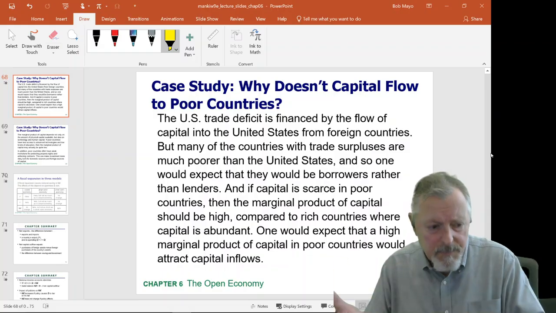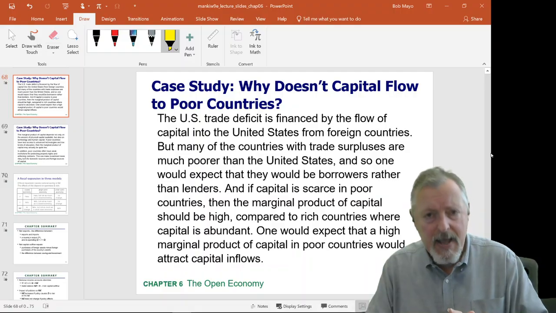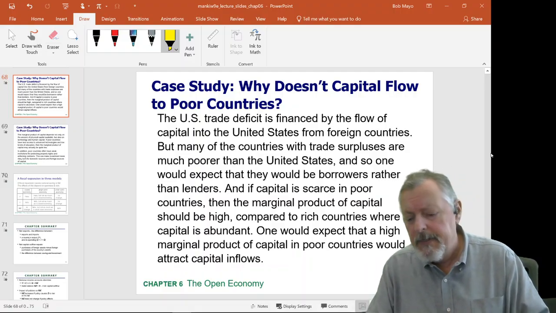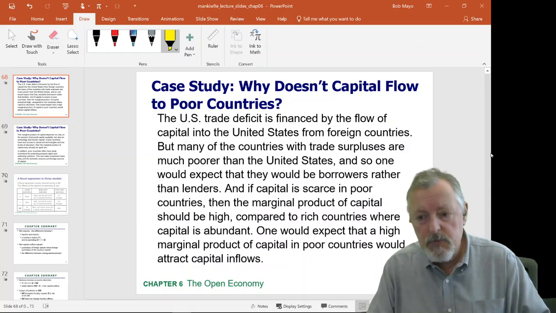Even with a greater marginal return to capital in poor countries, because they're capital poor, the other factors that make investing more expensive in poor countries mean that capital does not flow to them the way this simple model would suggest.